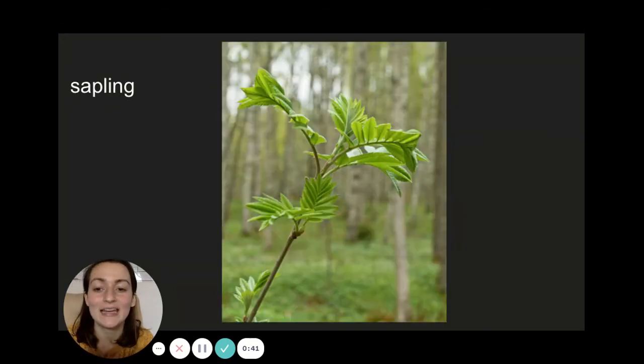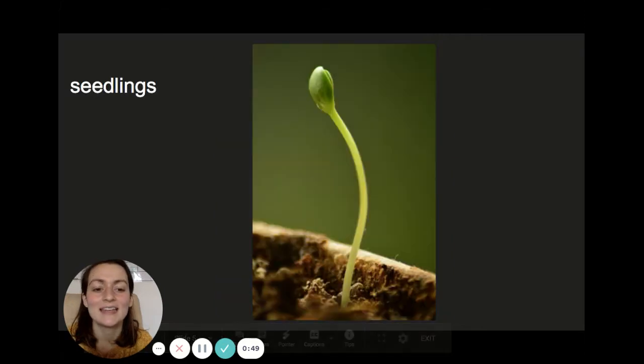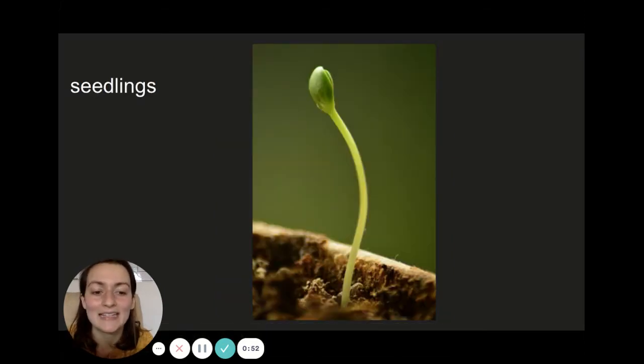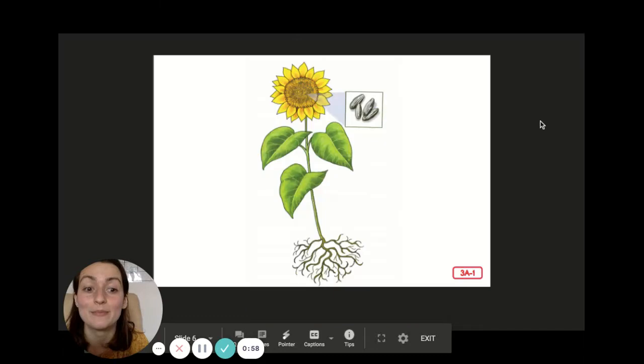Then we have sapling. A sapling is a young tree. See how its trunk is really thin? It's only just starting to grow. And then a seedling is a baby plant that has grown from a little seed. So there was a seed in here that turned into this baby plant.